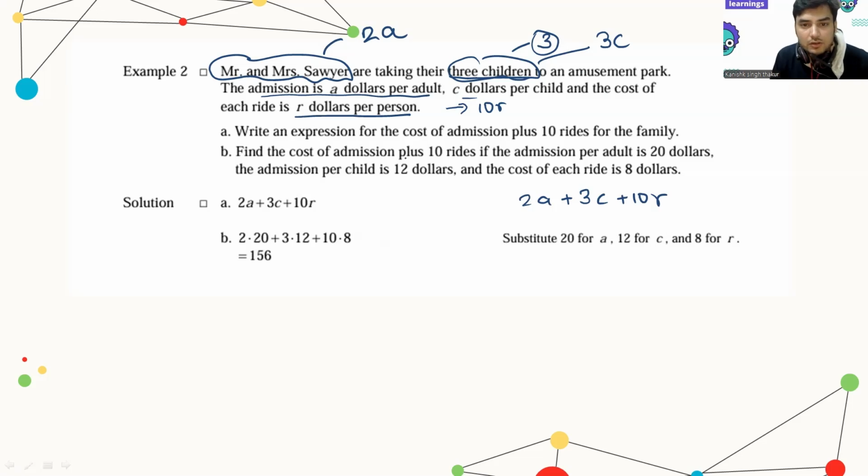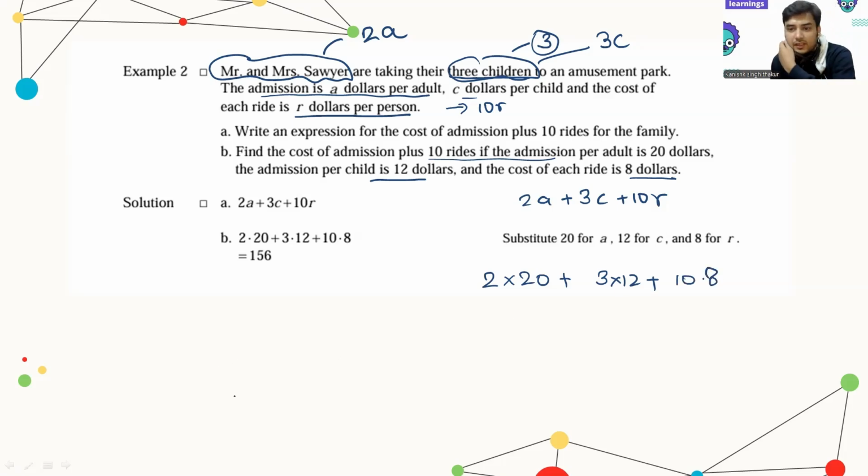Now, find the cost of admission plus 10 rides if the admission per adult is $20. So I just have to put in these values. Admission per child is $12 and cost of each ride is $8, right? So per adult is 2 times 20, per child is 3 times 12, and then each ride is 10 times 8. This is it. So 40, 36, and then 80, whatever it is, 156. That's it. Again, you can do it by unitary units also, right? 6 will be there in the unit because these will be 0 and 0. So 6 will be there.